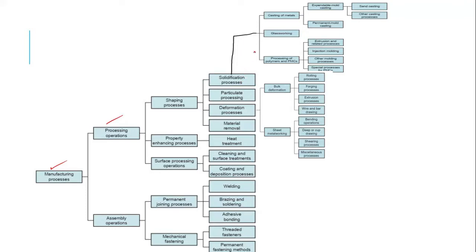In chapters 10 and 11 we discussed those processes as casting of metals, then the further classification of casting. Now we are moving toward the second type, that is the deformation process, which has further bulk deformation and sheet metal, and each of these two has its further classification. We will be discussing the bulk deformation as well as the sheet metal operations. So I hope you keep track of this chart. It will help you to summarize your subject in a single chart and help you to remember the classification and the interconnection between all the processes.